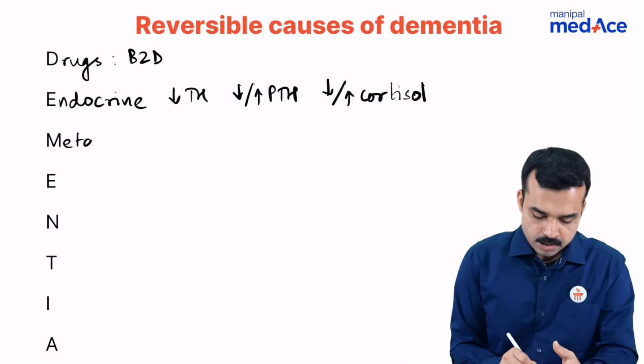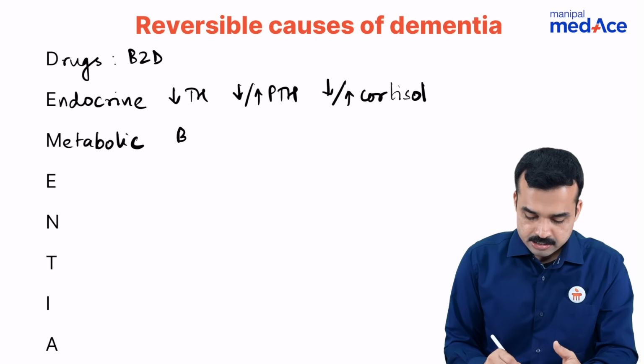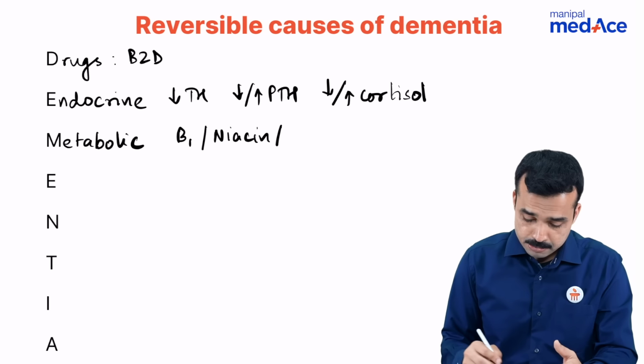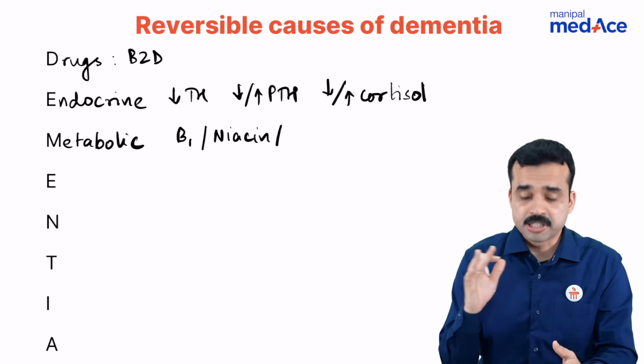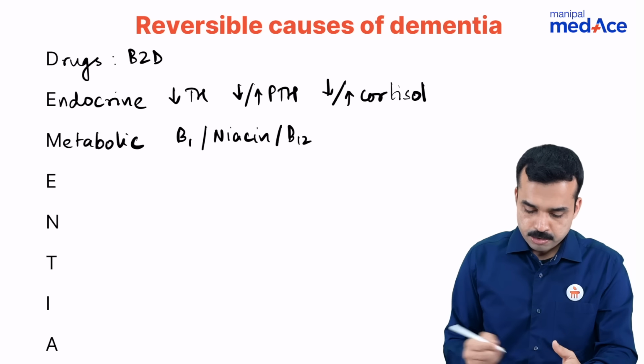M is metabolic causes. Primarily, we are concerned about nutrient deficiencies like thiamine deficiency, niacin deficiency, which is pellagra, of course. Thiamine deficiency will lead to beriberi. Dry beriberi can lead to dementia, which is reversible to an extent till Wernicke's encephalopathy. Correct? And B12 deficiency all can contribute to development of dementia.